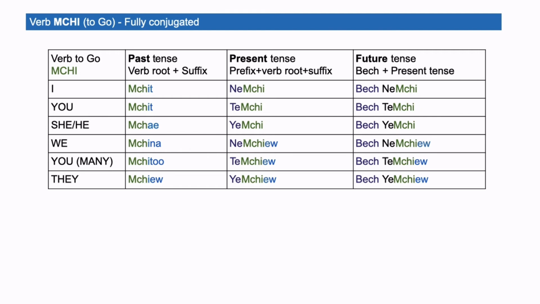Once you've nailed your present tense conjugation, you just need to add the word besh and you have the future tense of that verb. So I will go, besh nemshi. You will go, besh temshi. She, he will go, besh yemshi. We will go, besh nemshiu. You, as in a group of people, will go, besh temshiu. They will go, besh yemshiu.